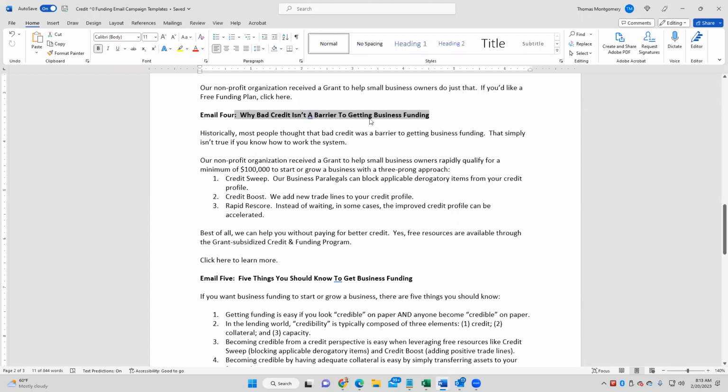Why bad credit isn't a barrier to getting business funding. Historically, most people thought bad credit was a barrier to getting business funding. That simply isn't true if you know how to work the system. Now, when we say know how to work the system, we're talking about legally. I'll tell you a quick story.